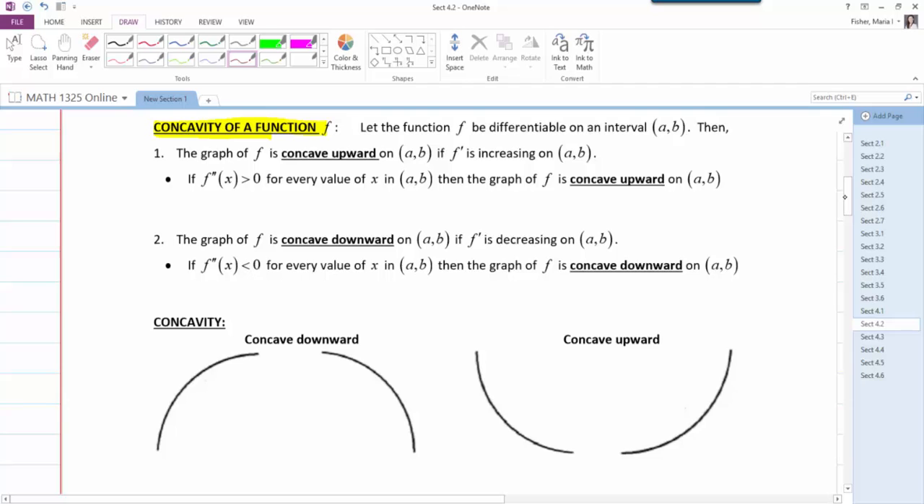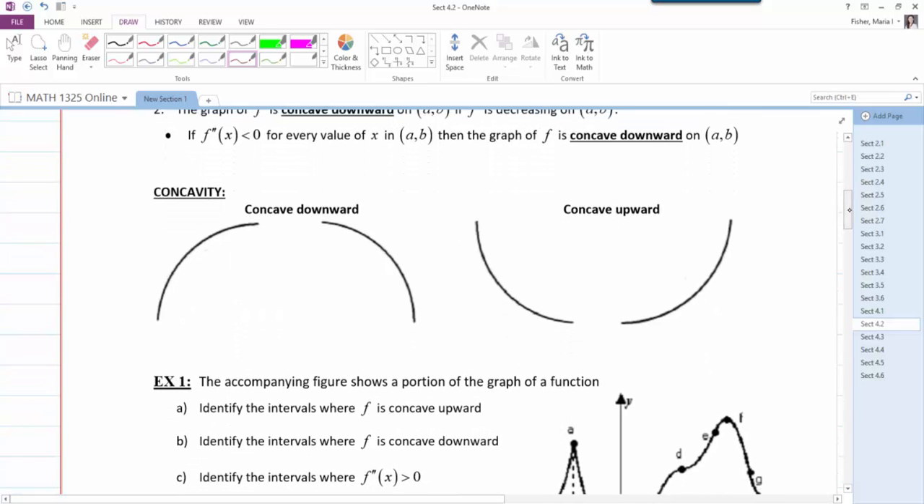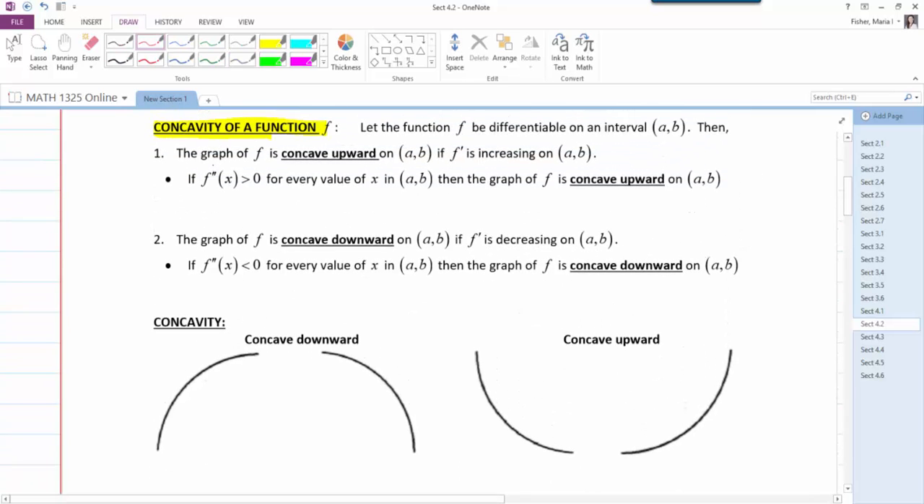So concavity. Now let me show you concavity here. Concavity is either concave downward, as is this, or concave upward. It is what the shape of a graph looks like. So we say that the graph of a function is concave upward on some interval AB if the second derivative is greater than 0 for every x in AB. So you're concave upward if your second derivative is greater than 0.